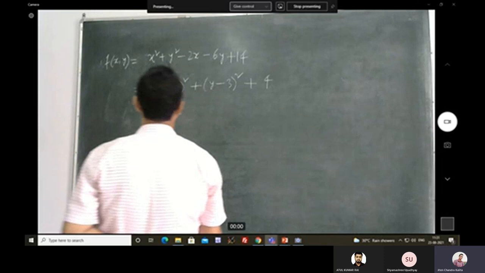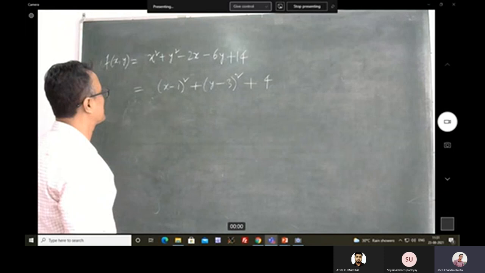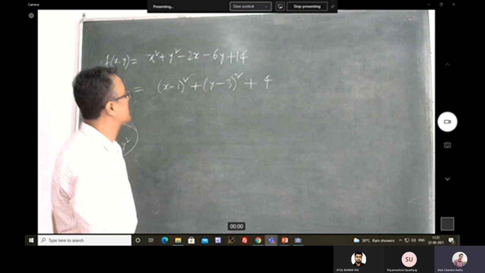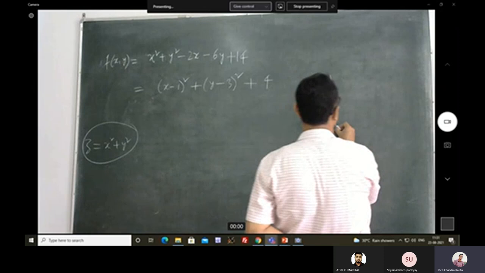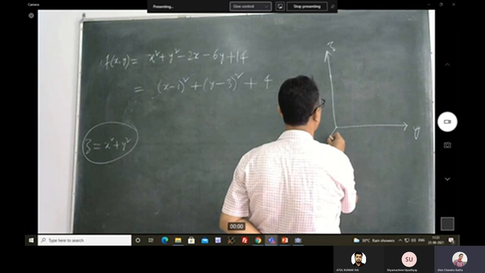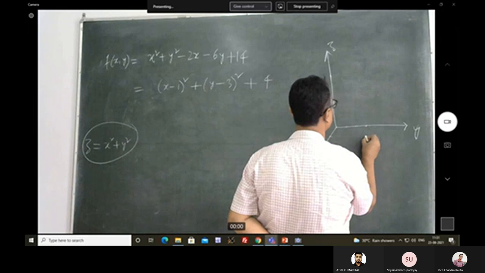So now, what does this one represent? Paraboloid, yes. It is something like this, right? So, okay, this is x, this is y, this is z, say 1, 3. So this is 1, 1, 2, 3. So this point. Okay, so at (1, 3), your z is 4.